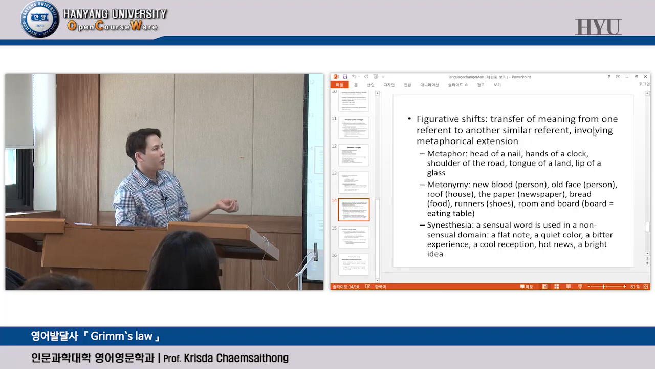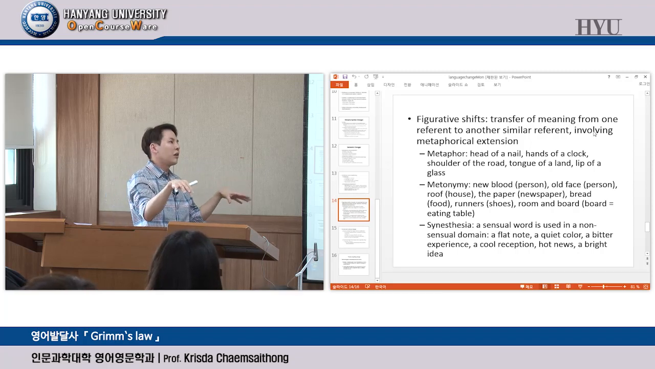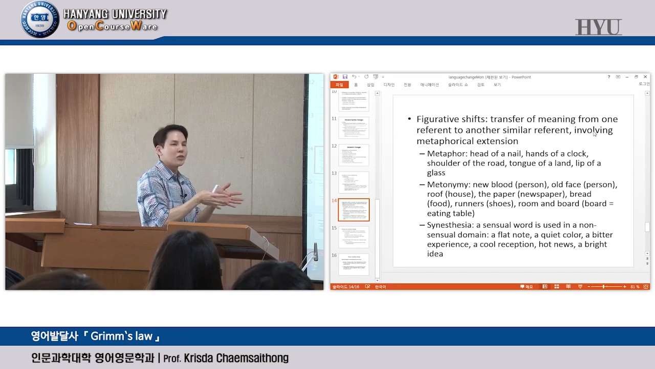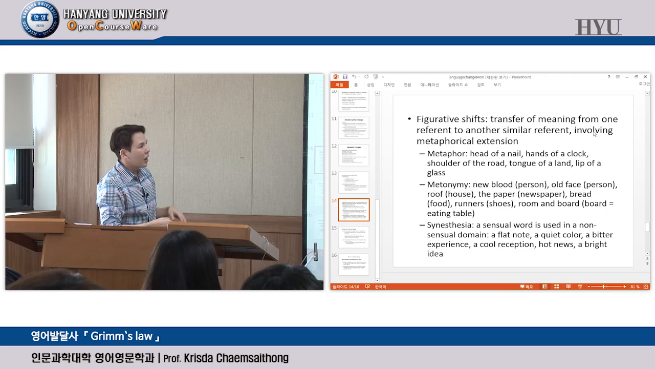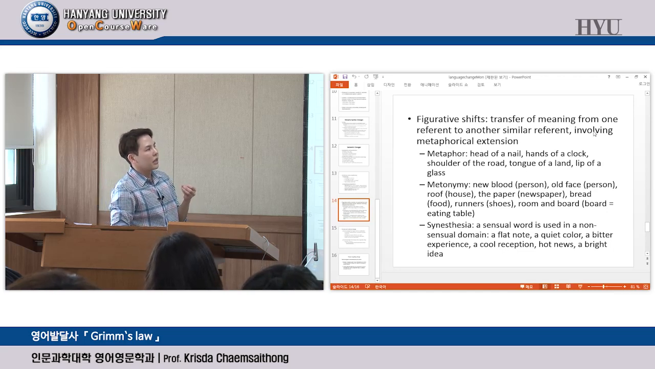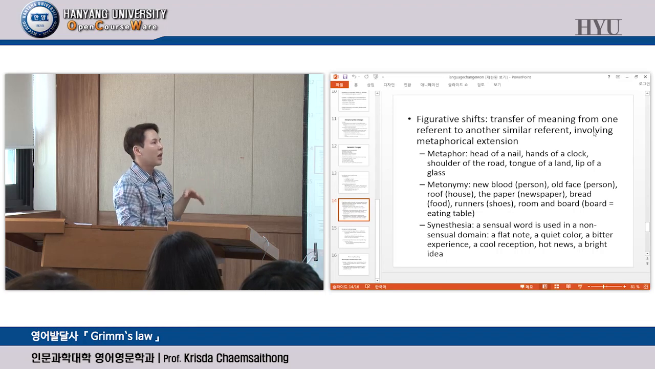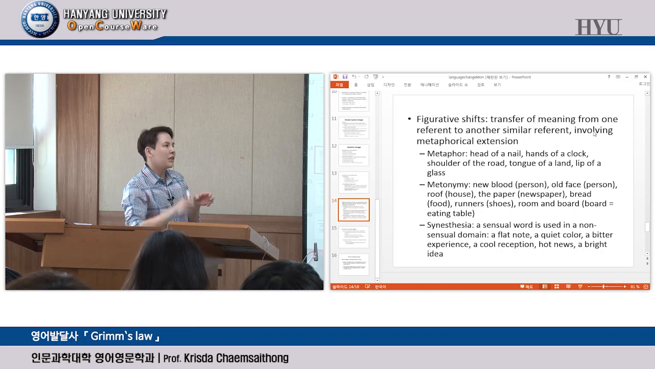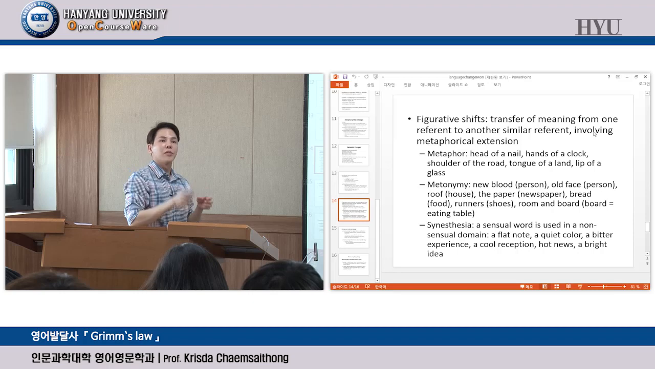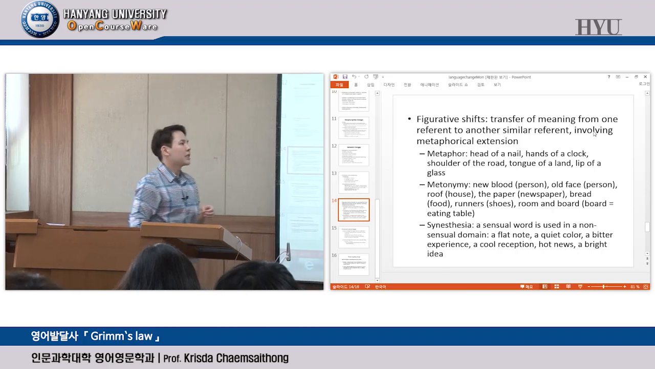Or shoulder of the road, the area where people can walk, or the area where your cars are not supposed to go in. Tongue of the land is like the peninsula, the part of land that sticks into the water, the peninsula. Lip of a glass, the top part where you drink from, right? So lip of a glass.